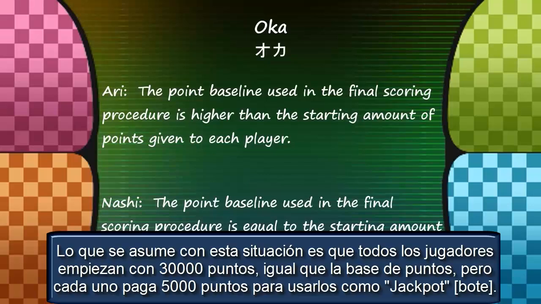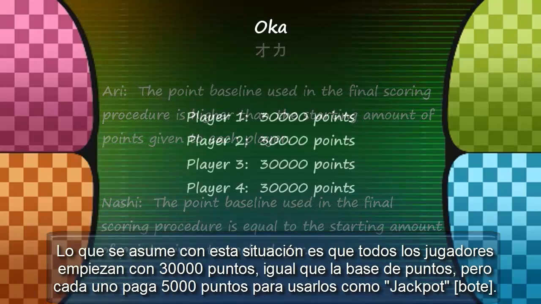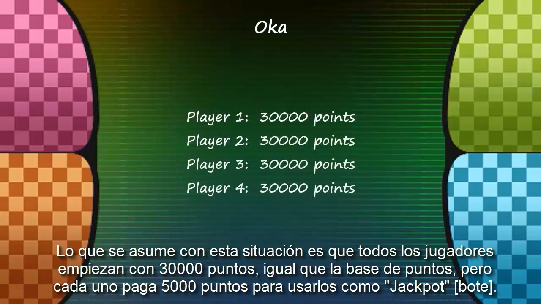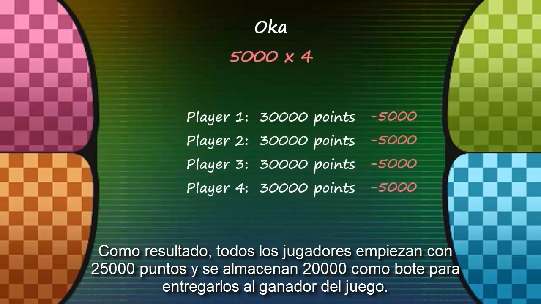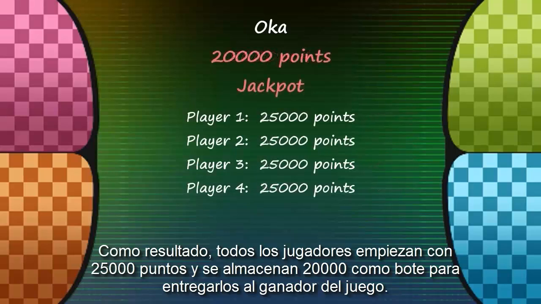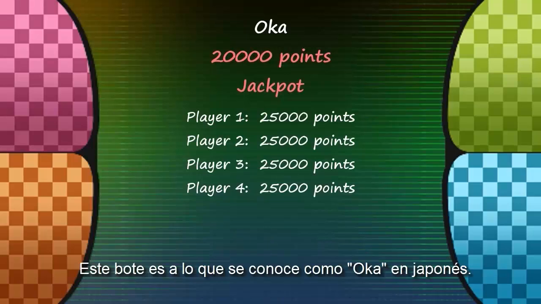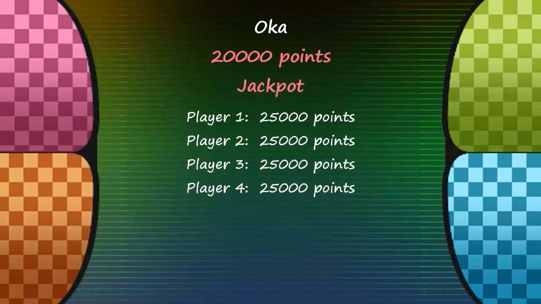What this effectively does is assume that all players started the game with 30,000 points, equal to the baseline, but each player had to buy into the game by paying 5,000 points into a jackpot of sorts. The result is that each player starts the game with 25,000 points, and there are 20,000 points in the jackpot, which get awarded to the winner at the end of the game. This jackpot is what is referred to as Oka in Japanese.